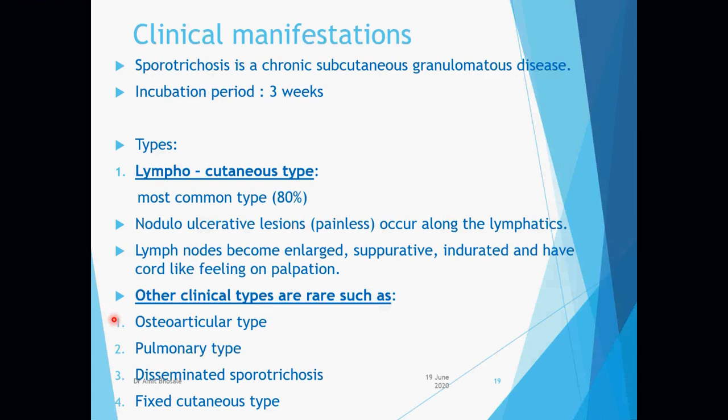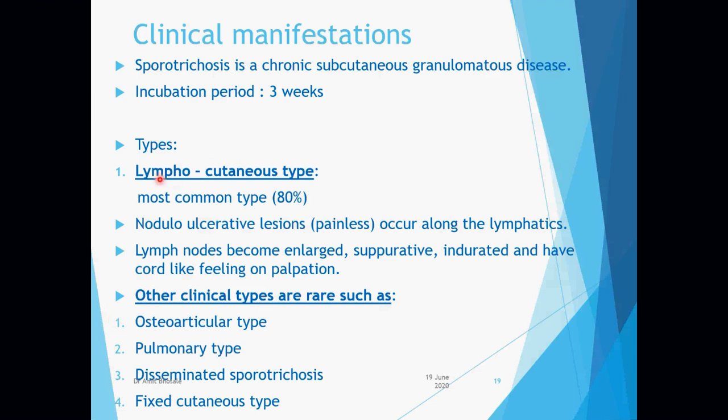Nodulo-ulcerative lesions, which are painless, occur along the lymphatics. There are some ulcers and swellings, typically painless. Lymph nodes become enlarged, suppurative, indurated, and have a cord-like feeling on palpation. Other rare clinical types of sporotrichosis are the osteoarticular type, pulmonary type, disseminated sporotrichosis, and fixed cutaneous type of sporotrichosis.